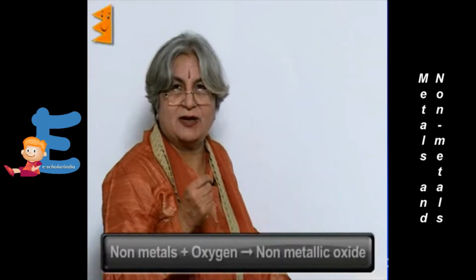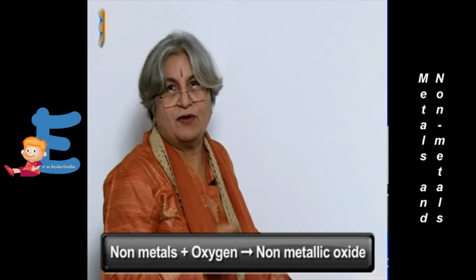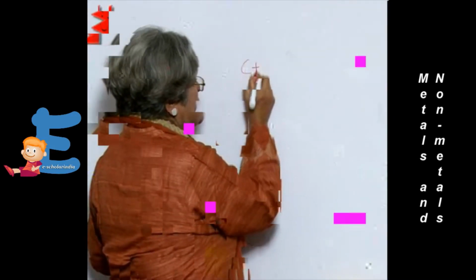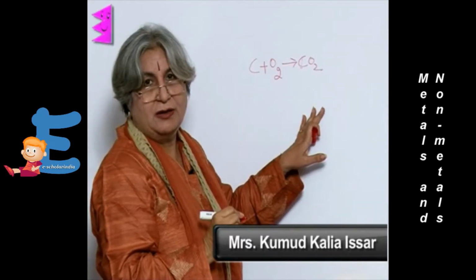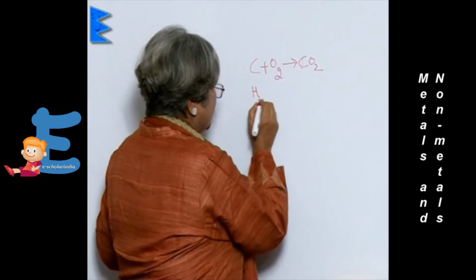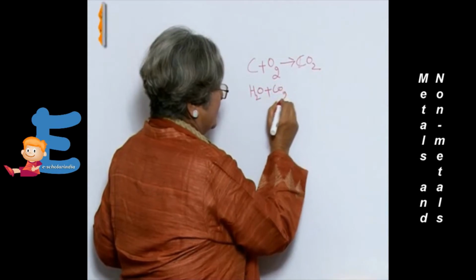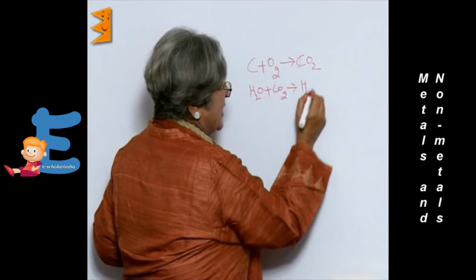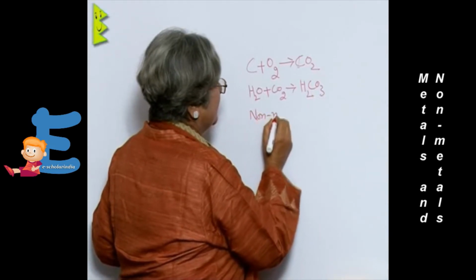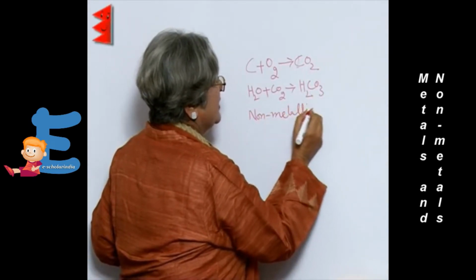See, the non-metals can also combine with oxygen. For example, carbon combines with oxygen to form carbon dioxide. If we dissolve this carbon dioxide in water, or we can say we pass carbon dioxide through water, what we get is carbonic acid. So we can say that non-metallic oxides are acidic in nature.